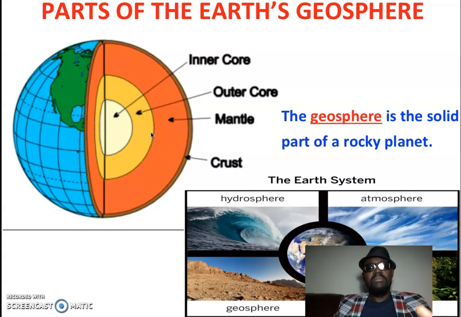So we have our geosphere, which is the solid part of the rocky planets. We have the inner core, which is inside the geosphere. Then after the inner core, moving outwards, we have the outer core. Then we have the mantle. Then we have the crust, the Earth crust. These are the parts of the geosphere that students, young scientists, you should know about.